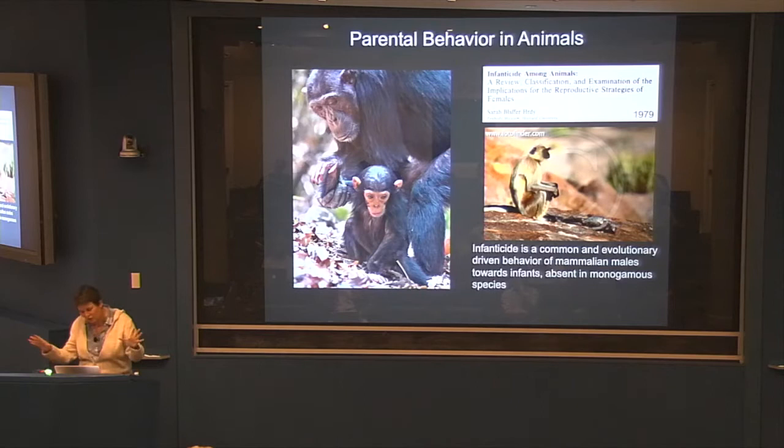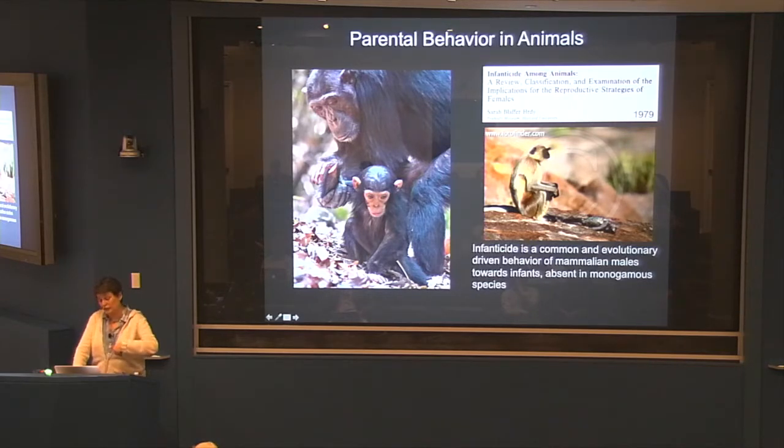So there was a total denial that this is occurring. But then people started to pay attention, and they indeed found infanticidal behavior in many primates, most mammals, and in fact in most animal species. And so she proposed this evolutionary explanation of the males gaining access to females by killing their infants.